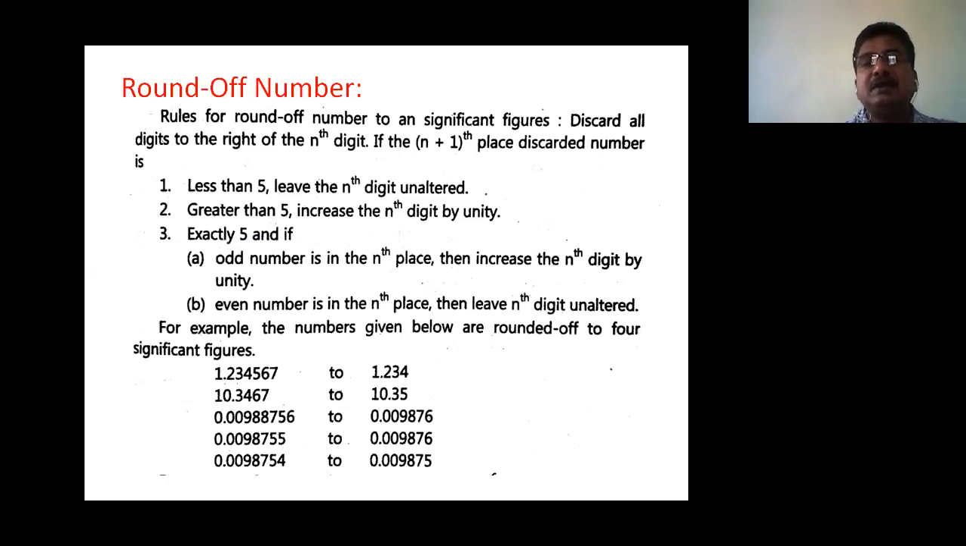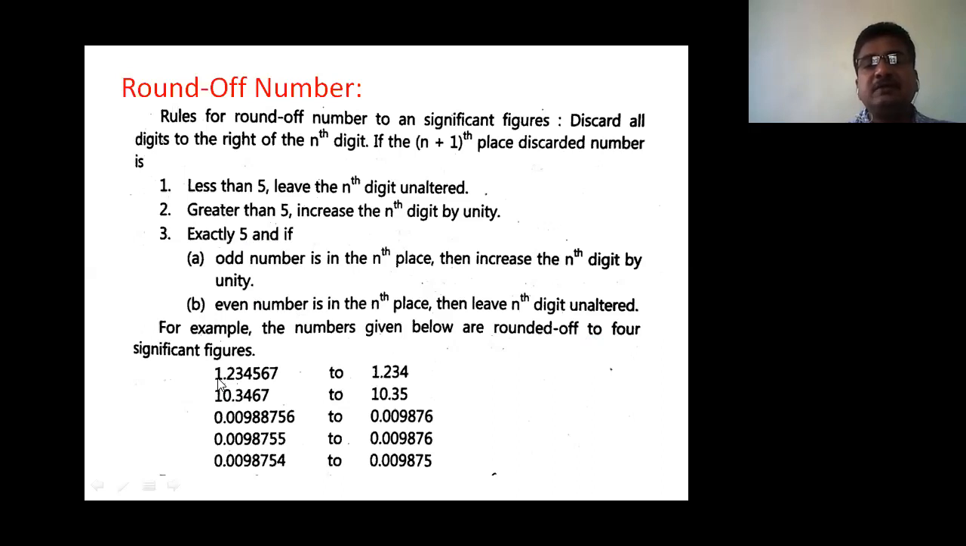Okay? That is, if the n plus 1th digit is exactly 5, then there are two rules. If the previous digit is odd, then increase by 1. And if the previous digit is even, then the digit remains as it is. Okay? So the application of these rules in these examples. So the question is what? Round up the following numbers up to 4 significant figures.